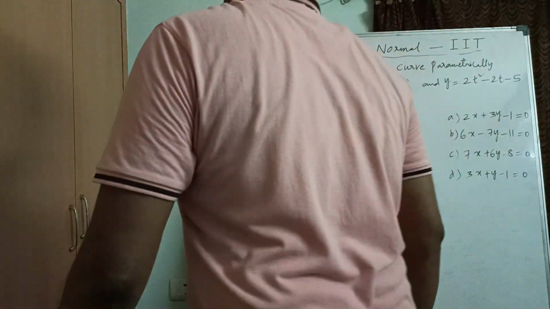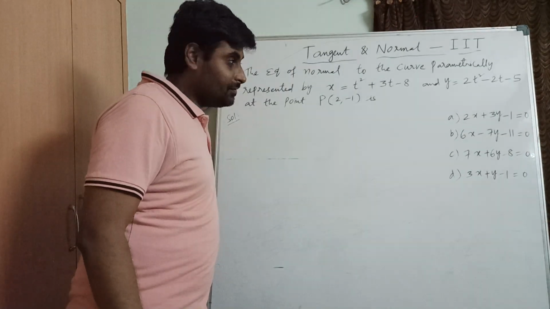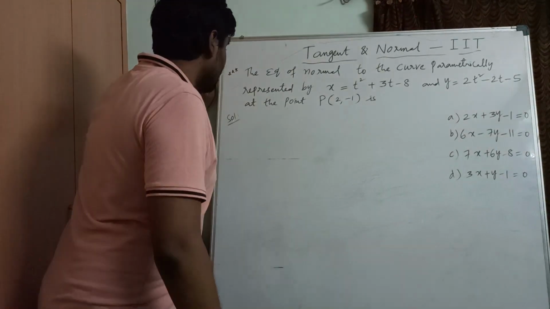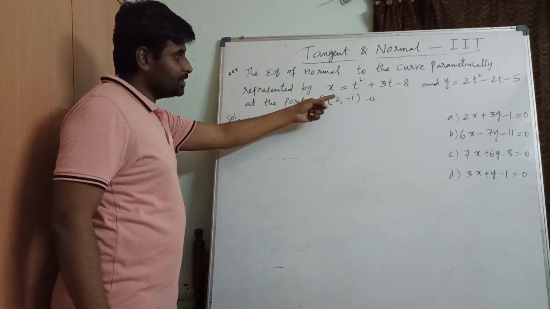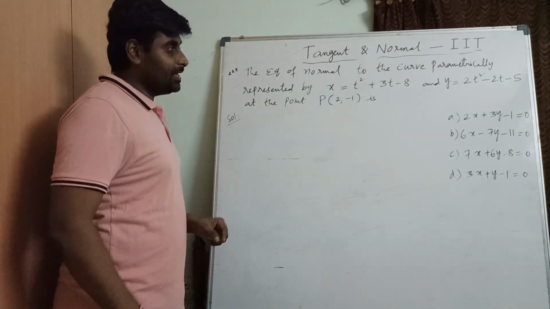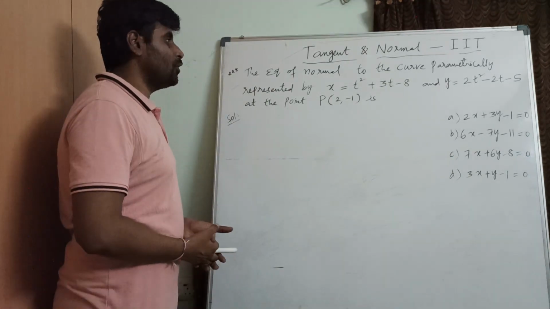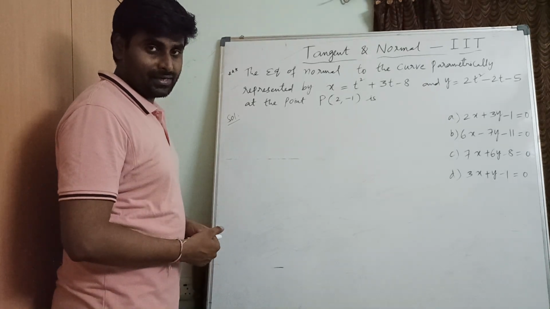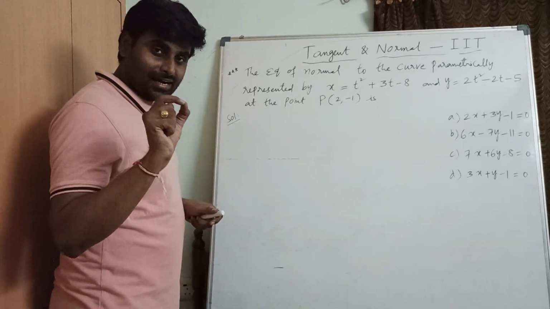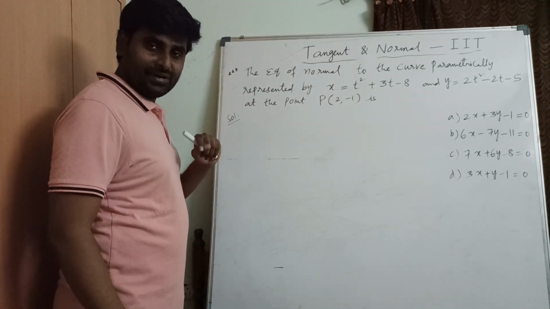Now, let us look at this question. Find the equation of the normal to the curve parametrically represented by x equals t square plus 3t minus 8 and y equals 2t square minus 2t minus 5 at the point P of 2 comma minus 1. See here, the curve is not given directly. The curve is given in parametric form.